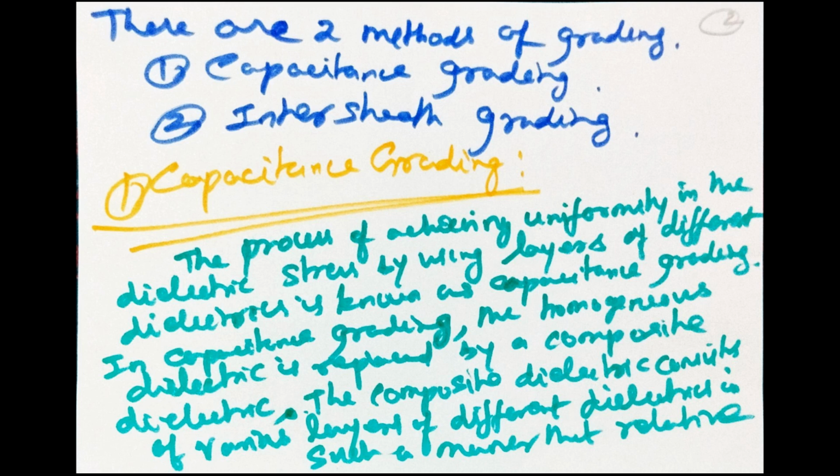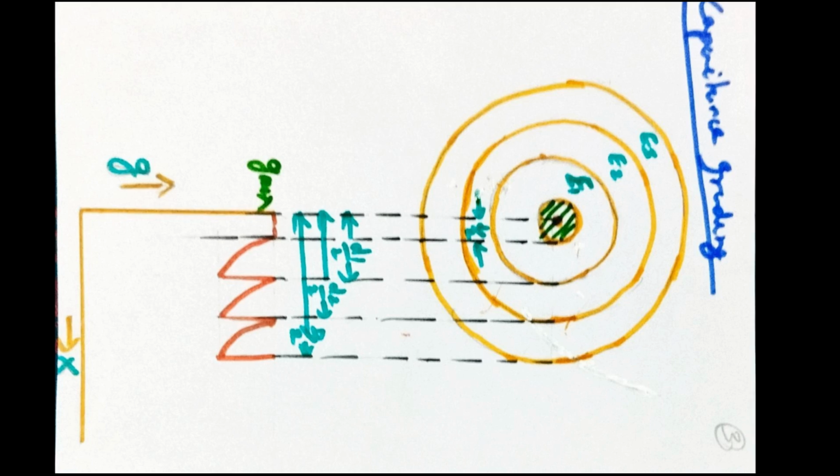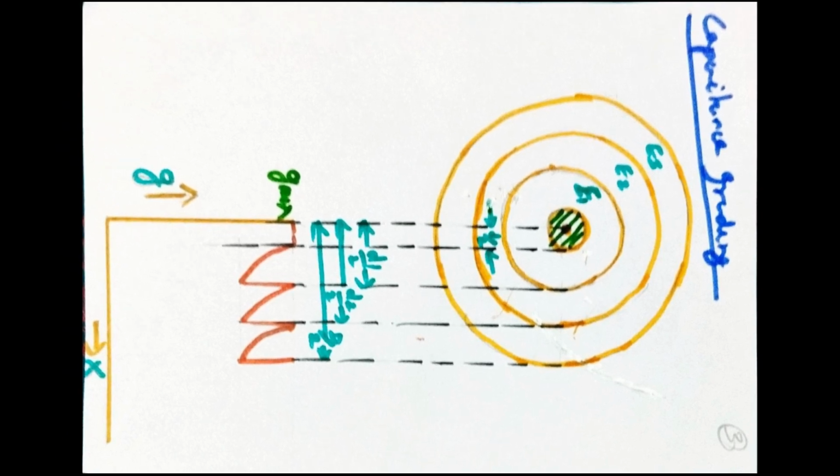There are two methods of grading: capacitance grading and intersheath grading. Capacitance grading: the process of achieving uniformity in the dielectric stress by using layers of different dielectrics is known as capacitance grading. In capacitance grading, the homogeneous dielectric is replaced by a composite dielectric. The composite dielectric consists of various layers of different dielectrics in such a manner that the relative permittivity of any layer is inversely proportional to the distance from the center.